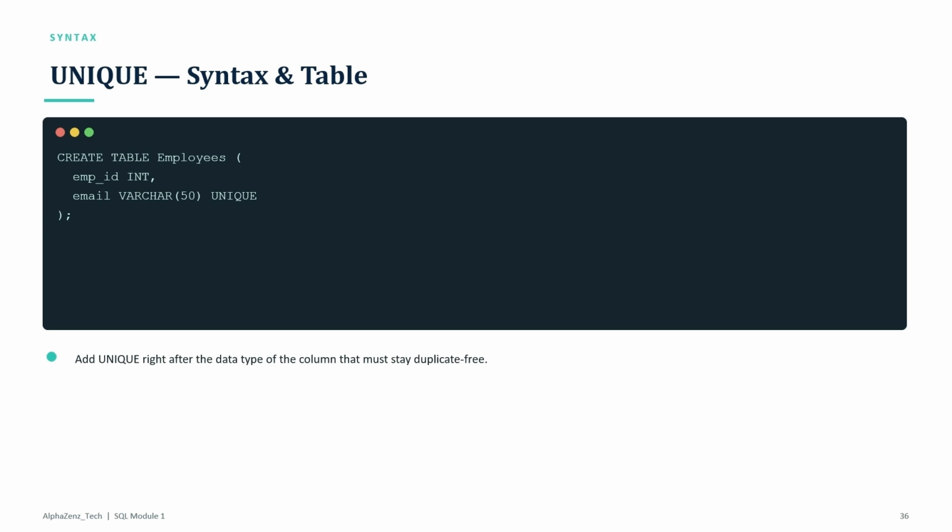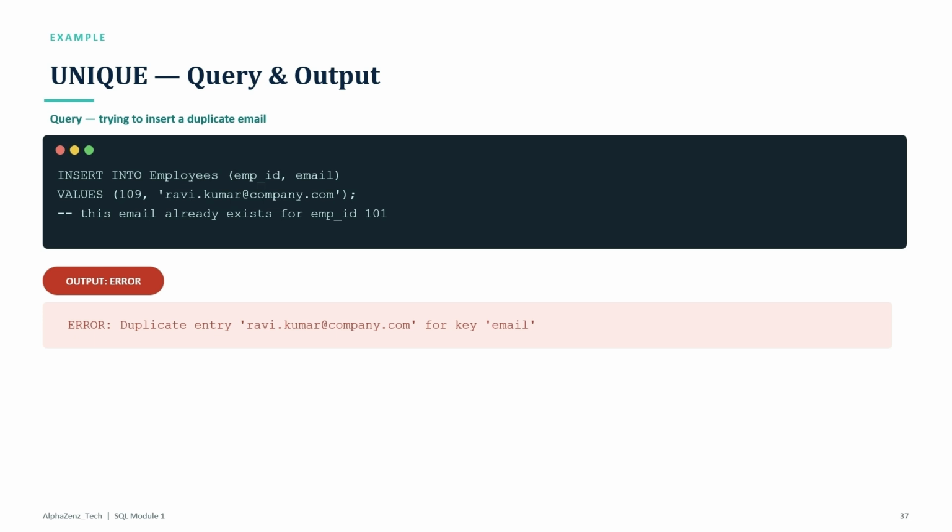Slide 43. UNIQUE, syntax and table. Just add UNIQUE right after the data type. email VARCHAR(50) UNIQUE. Slide 44. UNIQUE, query and output. Let's try inserting a duplicate email. INSERT INTO employees (emp_id, email) VALUES (109, and Ravi Kumar's email, which already exists on emp_id 101). Output, error: duplicate entry for key email.